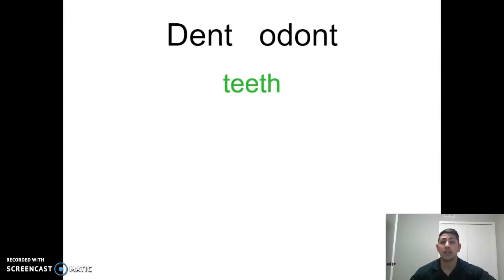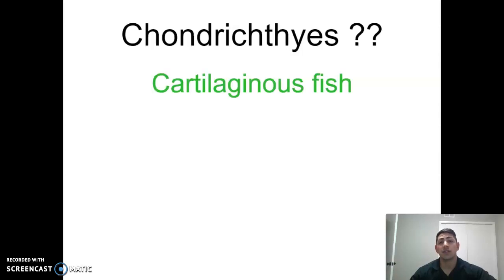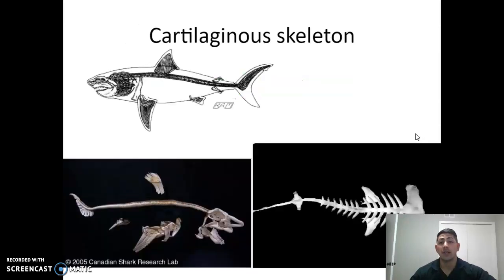Dent, odont means teeth. And chondrichthyes. Chondrichthyes means cartilaginous fish. So sharks are cartilaginous fish. So you can see here pictures of that cartilaginous skeleton. These organisms have been around for over 400 million years. So sharks have been around for quite a while.